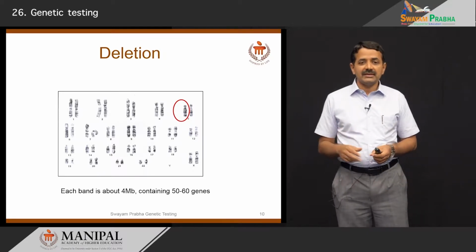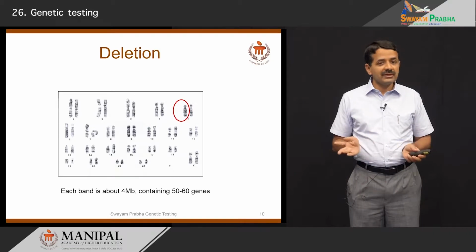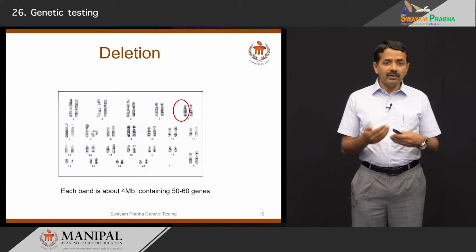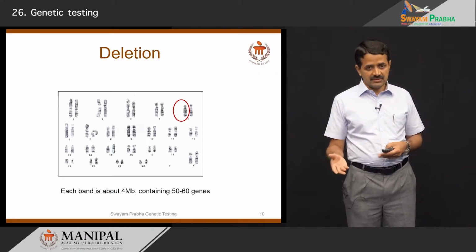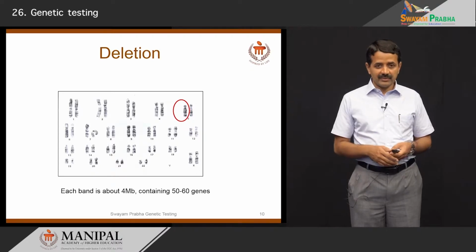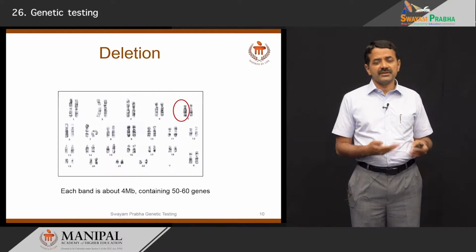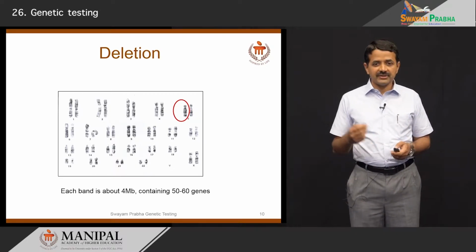Remember, traditional karyotyping has a resolution of about 4 megabase pairs, which usually contain somewhere between 50 to 60 genes on an average. So, for a genetic defect to be detected by traditional karyotyping, it should be large. What is beyond the resolution of the karyotype is something we call submicroscopic deletions or duplications, which I will be discussing later.